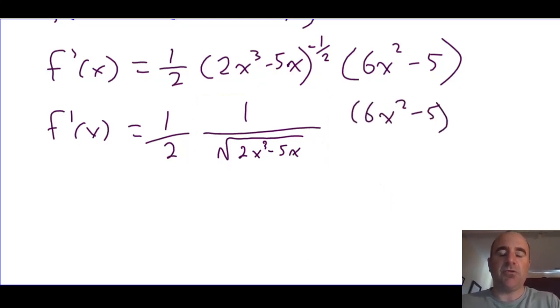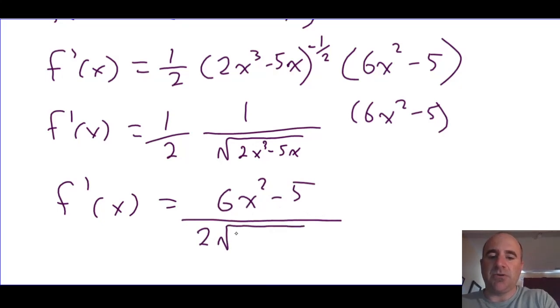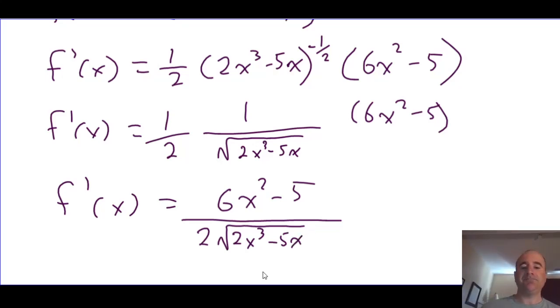This line that I wrote, you probably wouldn't normally write that. You can just combine it all at once into the final answer, which is 4x minus 5, all divided by 2 times the square root of 2x squared minus 5x. And there you have it.